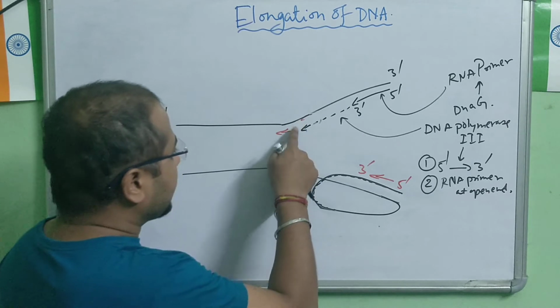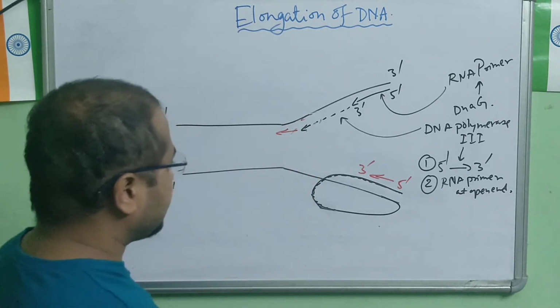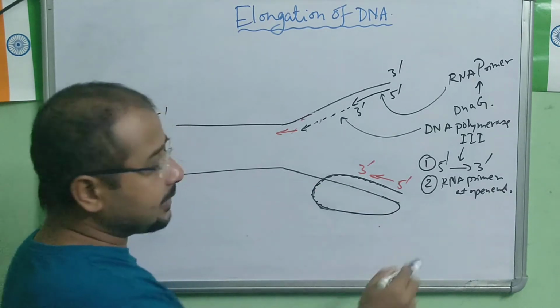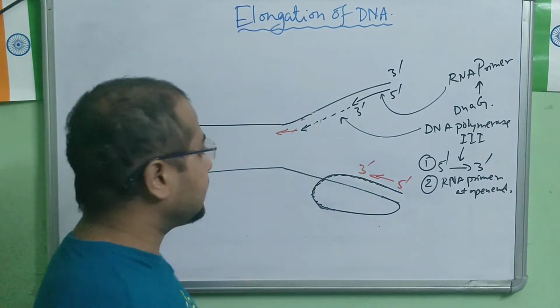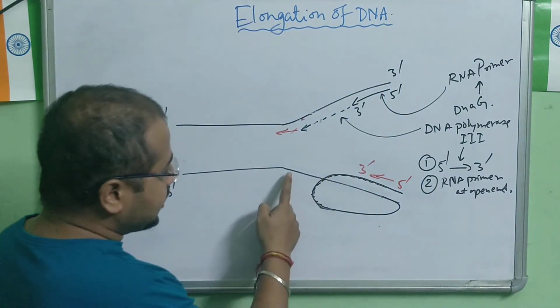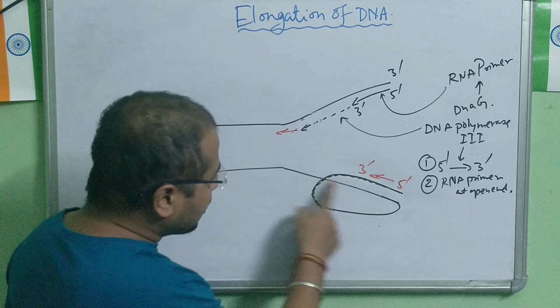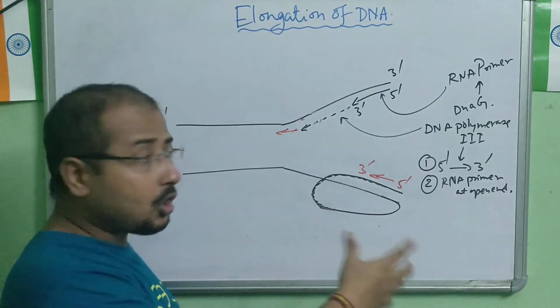Now you see, to form a loop like this, the DNA strand needs to be much longer. You look at the strand. This is the upper strand, only this much. And if you look at this strand, the length of this DNA is much longer than the upper strand.